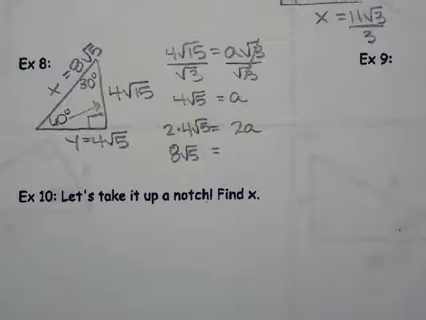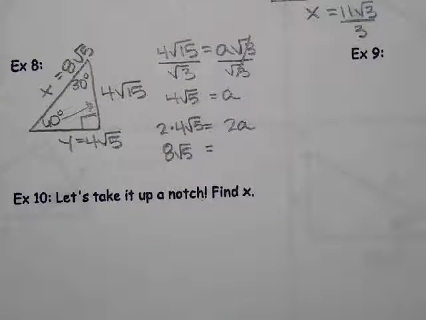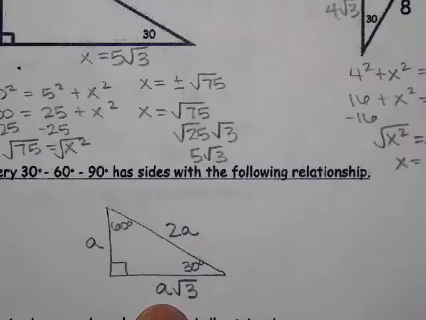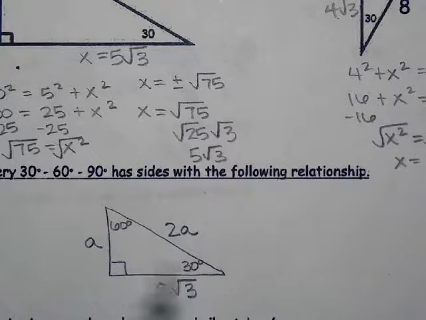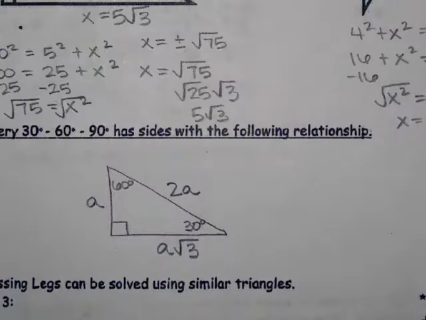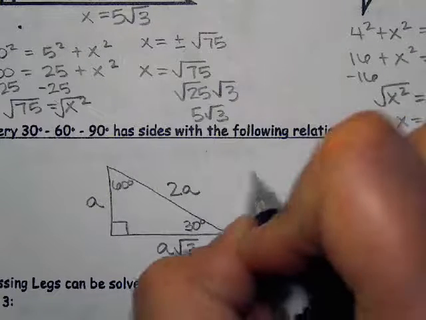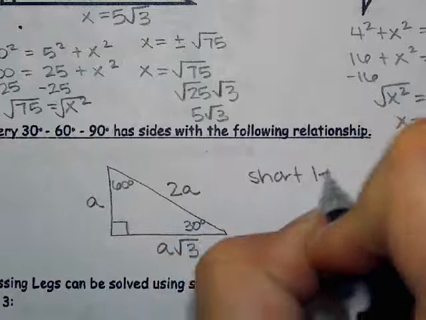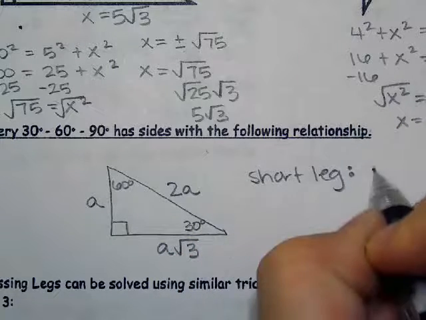If I have answer keys posted, all of this should be shown. On the other page, I said this. Across from 30 is A. So the short leg is A. The long leg is A root 3.